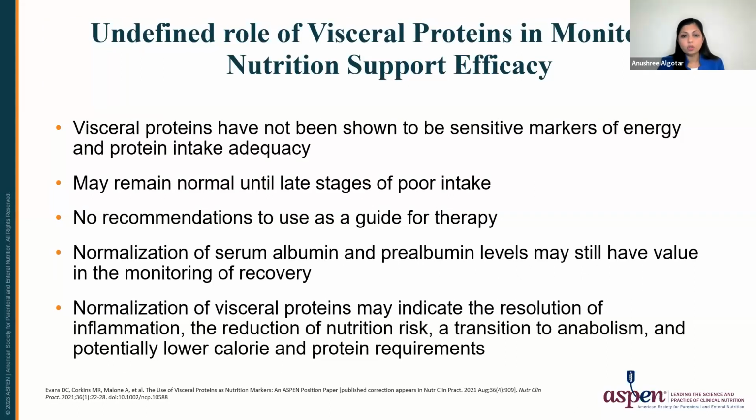Visceral proteins have not been shown to be sensitive markers of energy and protein intake adequacy and are not recommended for use in diagnoses of protein energy malnutrition. As noted earlier, levels may remain normal until late stages of poor intake. There are no recommendations to use these as a guide for therapy. Evans et al. note that normalization of serum albumin and pre-albumin levels may still have value, however, in monitoring of recovery. But it should be noted that normalization of these levels may indicate several things, such as the resolution of inflammation, the reduction of nutrition risk, a transition to anabolism, and potentially a lower calorie and protein requirement.